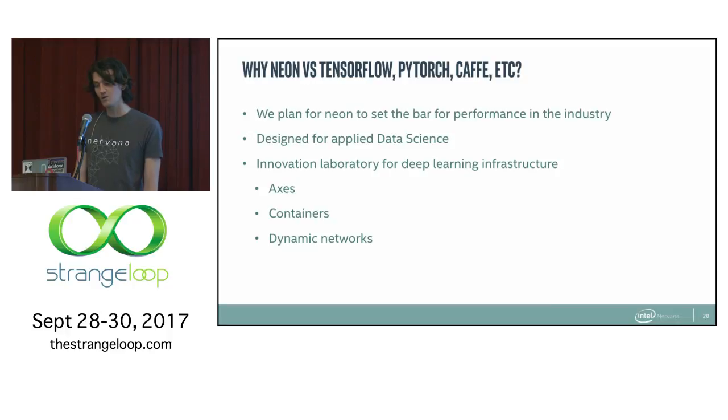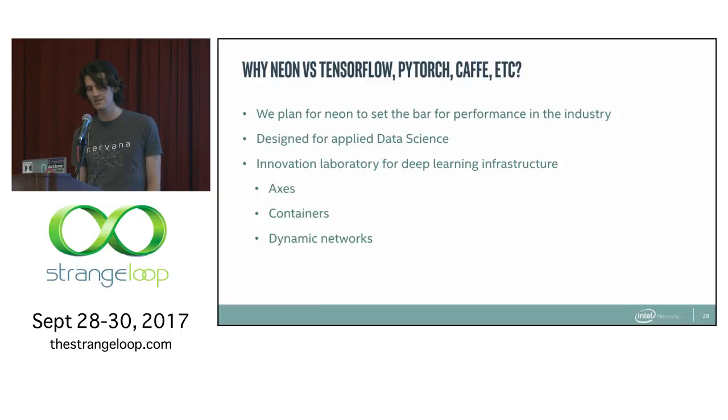So why would you be interested in looking at Neon versus other popular frameworks such as TensorFlow, PyTorch, or Caffe? Well, these are all very good frameworks. If you're running a production model, TensorFlow is a very popular choice. PyTorch is very popular among researchers. Caffe for computational vision people. Well, we designed Neon to basically set the bar for performance. So Neon contains a set of highly optimized GPU kernels, which basically set records for GPU performance.